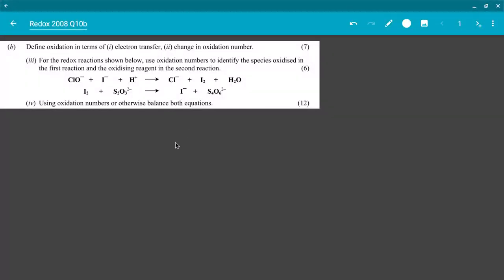This is a question from the 2008 paper. It's question 10b. Define oxidation in terms of electron transfer.